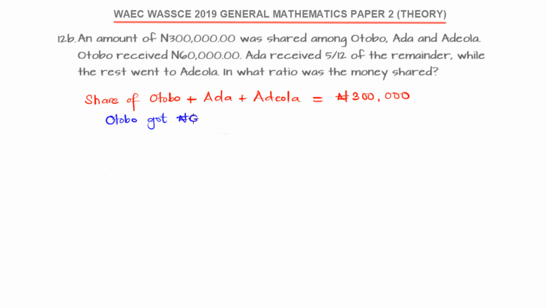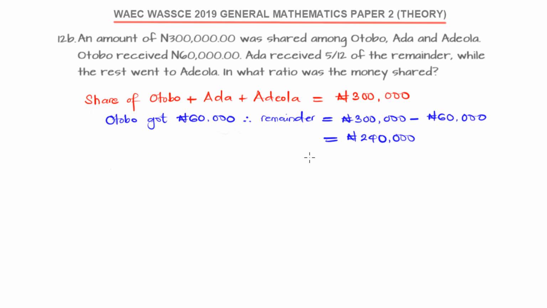We are told that Otobo received 60,000 out of that 300,000. So Otobo got 60,000 naira. Therefore, the remaining amount that will be shared between Ada and Adeola will be 300,000 minus the share of Otobo, minus 60,000 naira. So that will give us 240,000 naira. We are now seeing that Ada and Adeola share 240,000 naira. That is the remainder after we took the share of Otobo out of the total money.